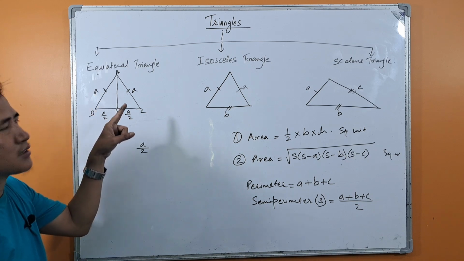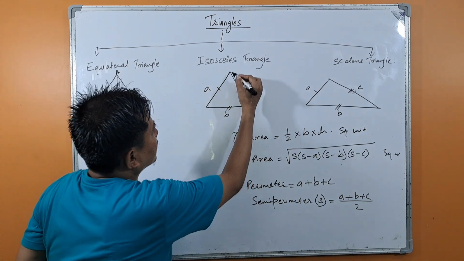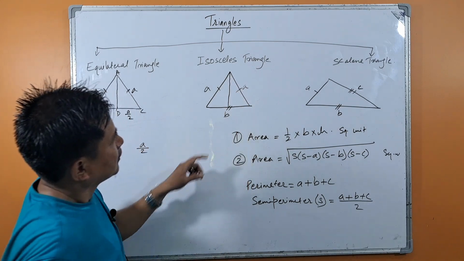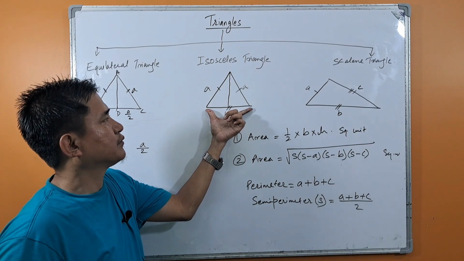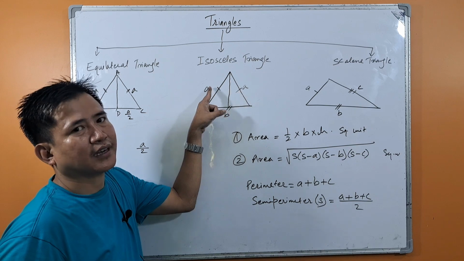In this case only, if these two sides are equal. In this case also, if I draw a median or the altitude, this median will divide this side into two parts. This side will be bisected by this median, because this side and this side are equal.